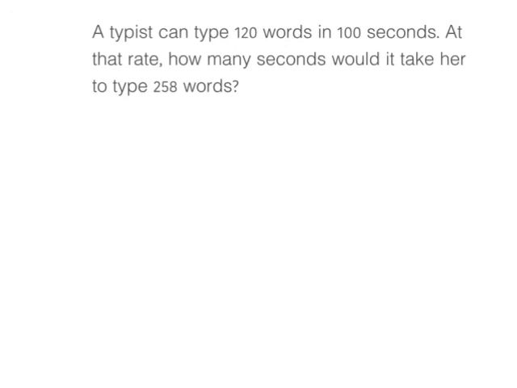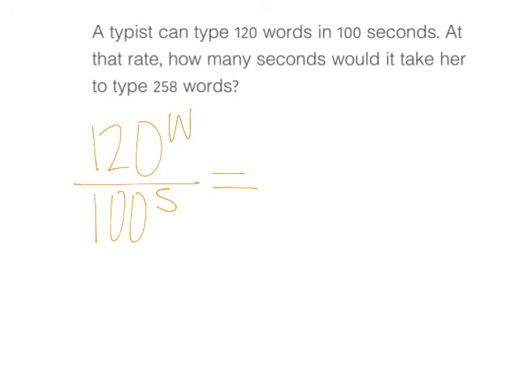Okay, let's try another one together. A typist can type 120 words in 100 seconds. At that rate, how many seconds would it take her to type 258 words? So we set up our proportion. So we have 120 words in 100 seconds. And that's going to be equal to 258 words over how many seconds?